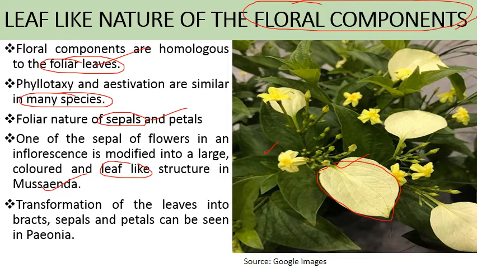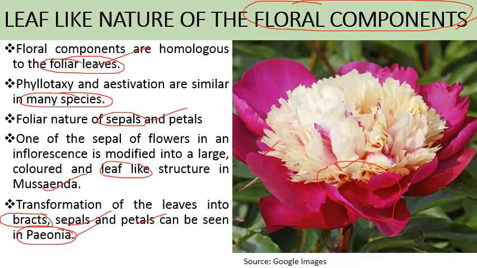Then transformation of leaves into bracts, sepals, petals can be seen in Paeonia. Paeonia, this is the flower of Paeonia. Isme transform hua hai leaves into bract like structure, sepals aur petals. So that also supports the view that floral components are equivalent to leaf. They show leaf like nature.